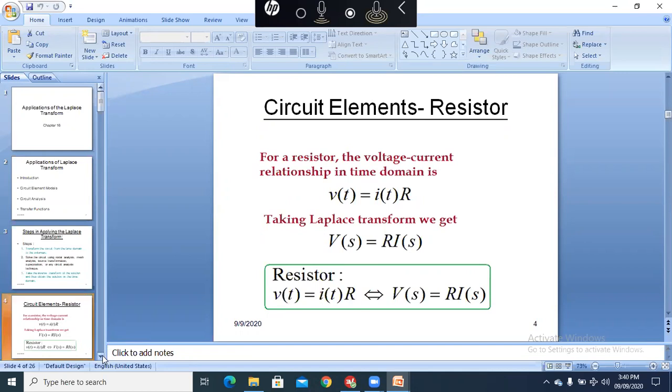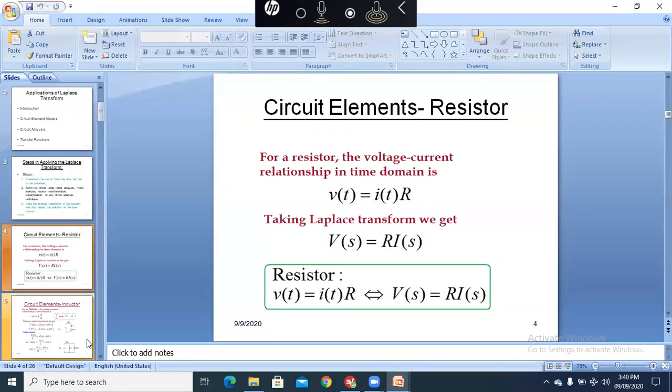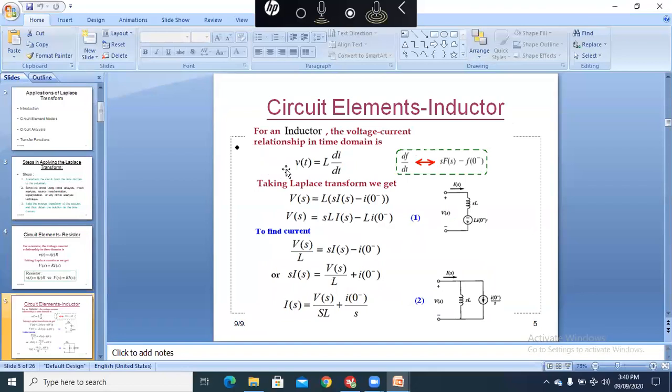What about the inductive element? For the inductor, we know that the inductor voltage is the rate of change of current across it. So its value depends on the initial condition of the inductor.